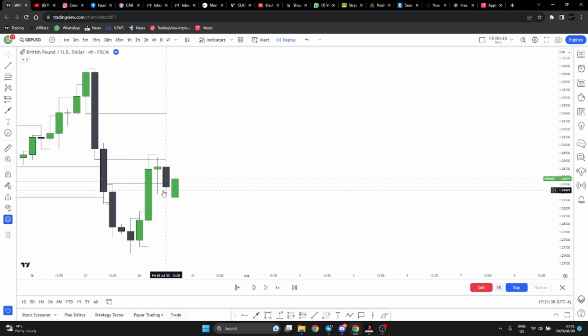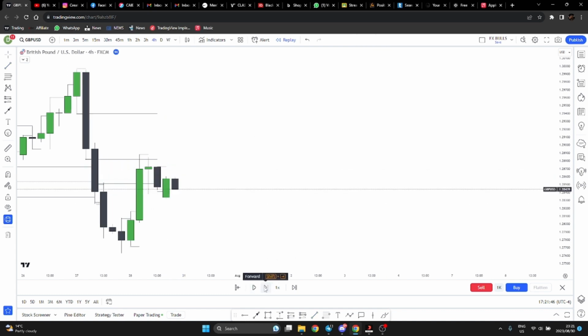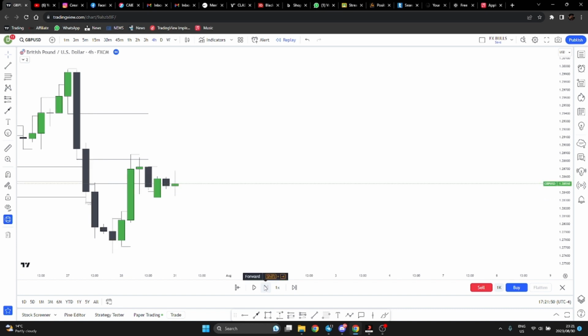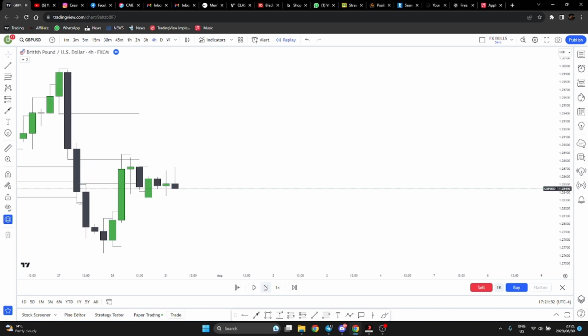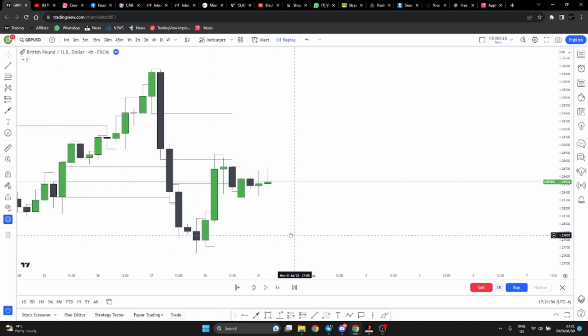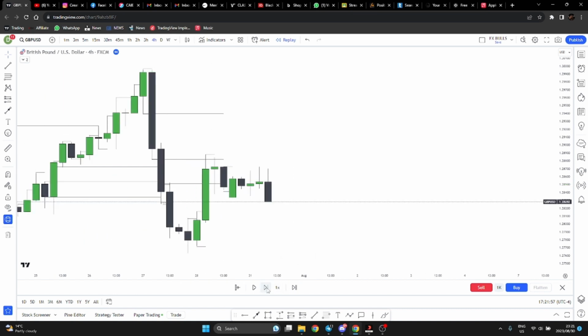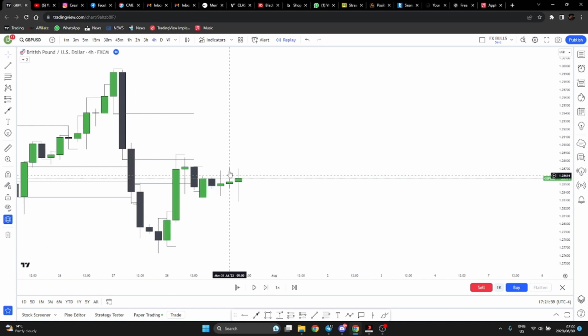Okay, what does price do? Takes out this low, but does not close below it. So expecting price to go up into these highs here. Just like that. Okay, price fails to take out either high or low. Still fails to take out either high or low. So right now we're pretty much just consolidating. There we go. We've got a movement, but fails to close below these lows.